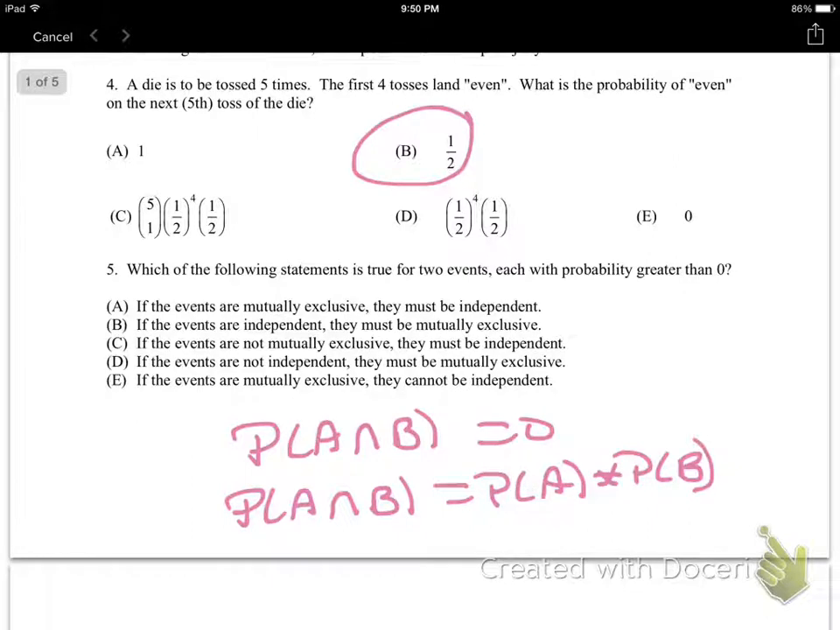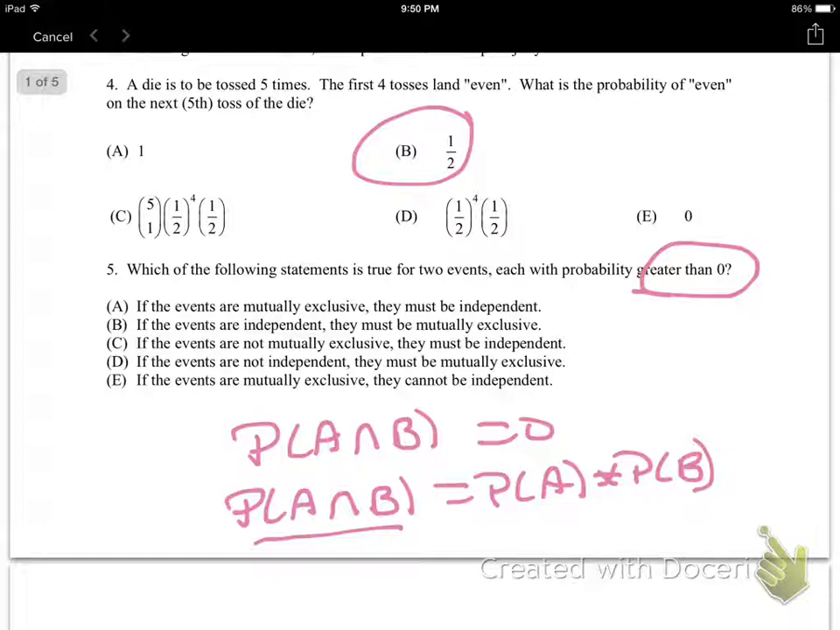Okay, for this one, you need to know your algebra. You need to understand that the only way you can get 0 when you multiply two numbers together is that one of the numbers has to be 0. There's no other way to get 0. So that means that in order for the probability of A and B to be 0, the probability of A or the probability of B has to be 0. But what do they say here? That it is greater than 0. So it is impossible for two events to be both mutually exclusive and independent. They're either one or the other.